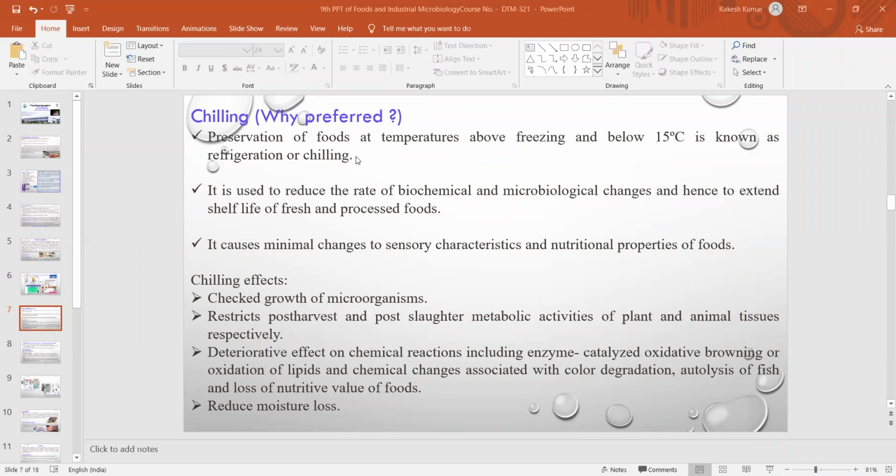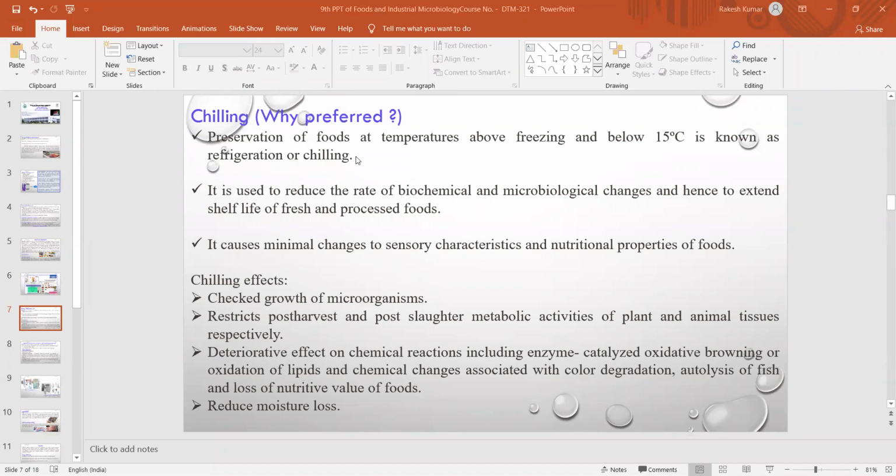Now, chilling. Why is it preferred? It is one of the most important methods, so it is very important to know why it is preferred over other methods. Preservation of food at a temperature above freezing and below 15 degrees centigrade is known as refrigeration or chilling. It is used to reduce the rate of biochemical and microbiological changes, and hence to extend the shelf life of fresh and processed foods.